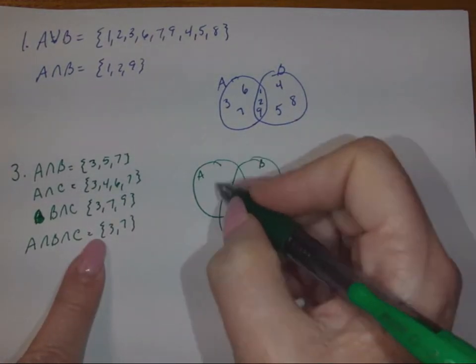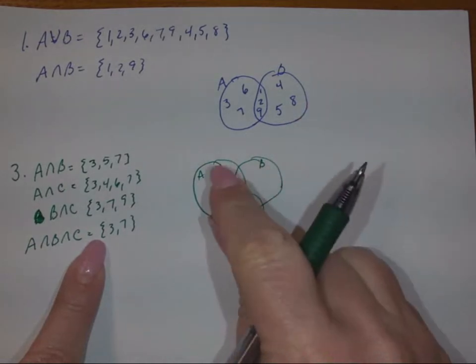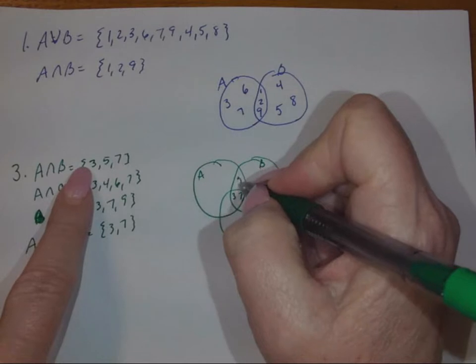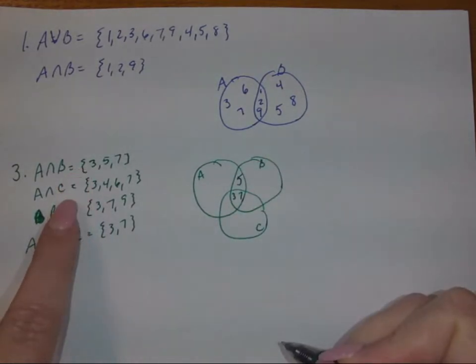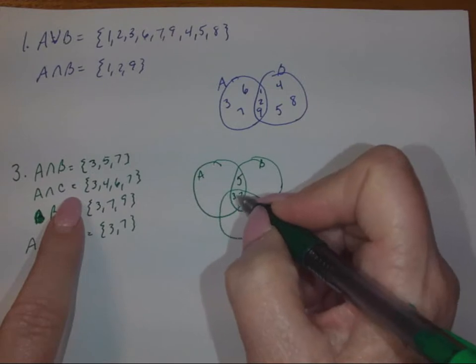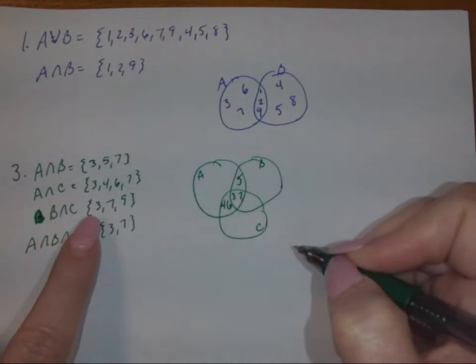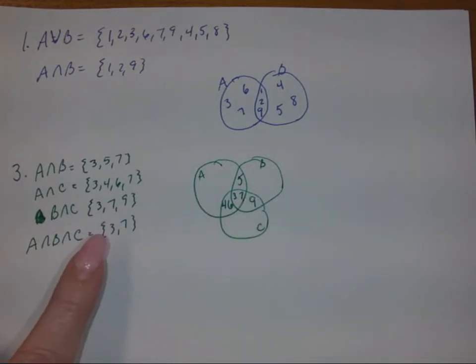The intersection between all three is going to be a 3 and a 7. Between A and B, we have the 3 and the 7. We also need to have the 5. So this is what they both have in common right there. Between A and C, we have the 3 and the 7, but we need to put a 4 and a 6. And between B and C, we need to put a 9 because we already have the 3 and 7.